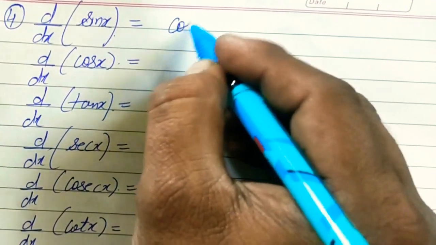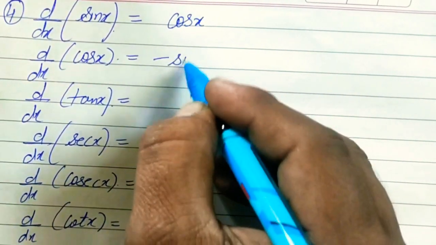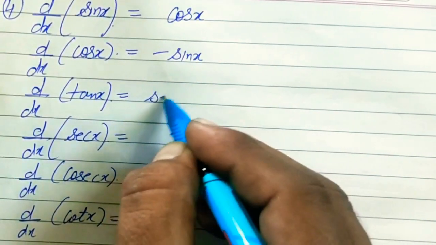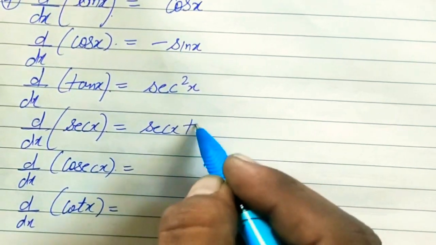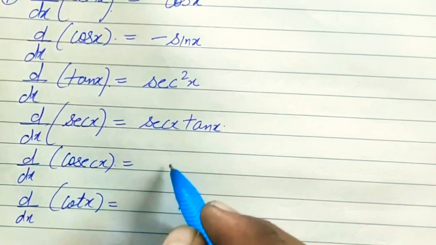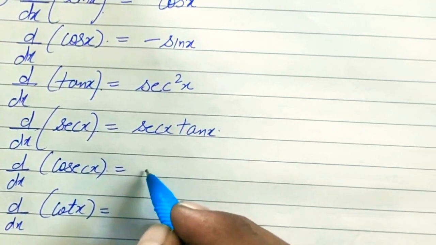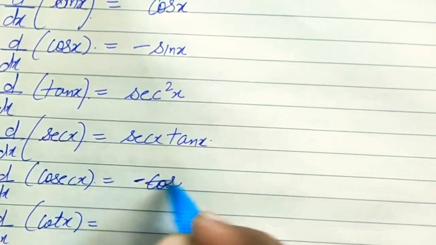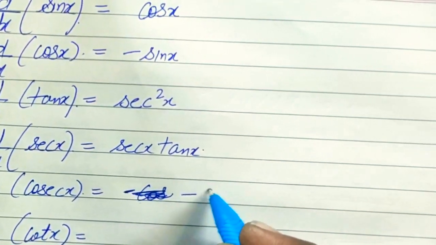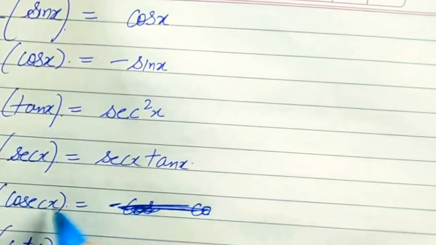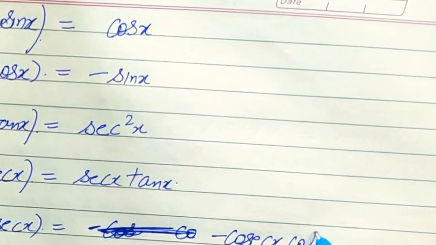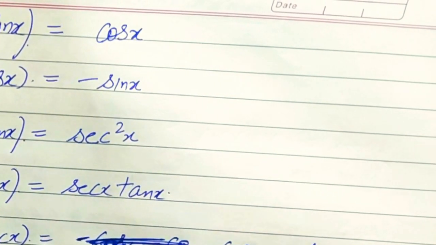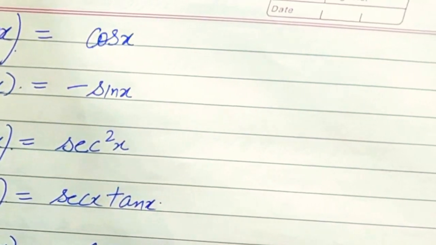Differentiation of sin x is cos x, cos x is minus sin x, tan x is secant square x, secant x is secant x into tan x, cosecant x is minus of cosecant x into cot x, and cot x is minus of cosecant square x.